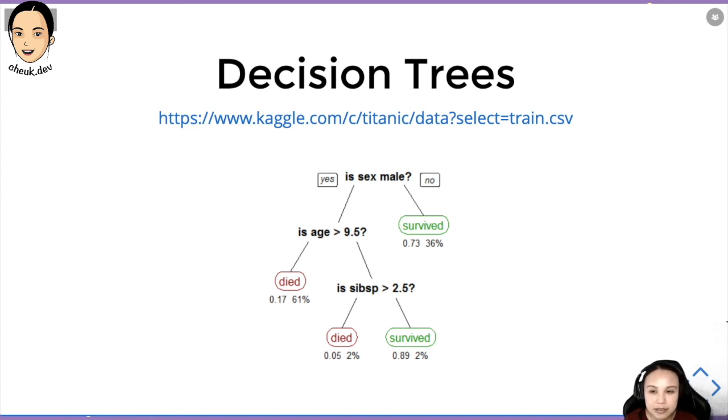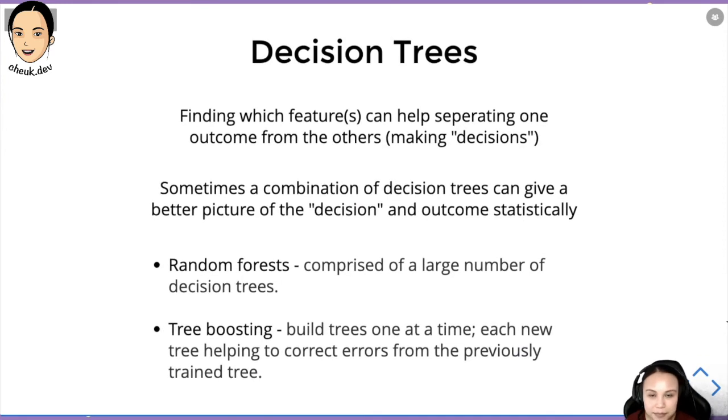So an algorithm would go through this tree and check whether a passenger is male or female. If you're female, the algorithm will predict that you survive, because there's quite a high chance that it will be correct. If not, it will check the next criteria, and this is how a machine makes a decision. This is what a decision tree is based on.